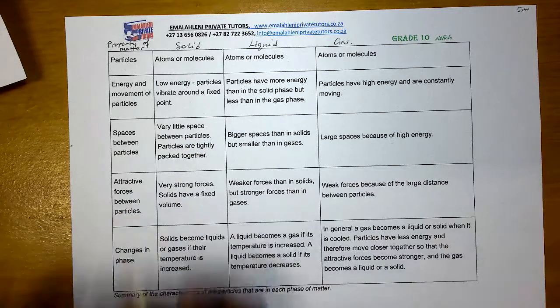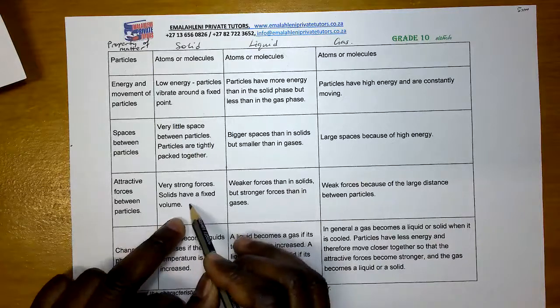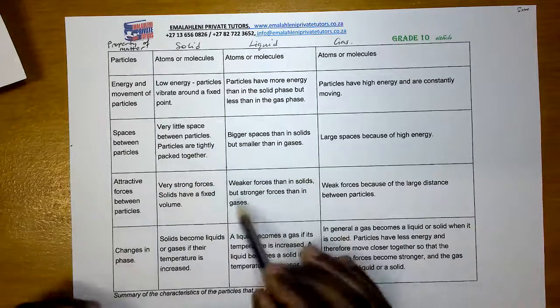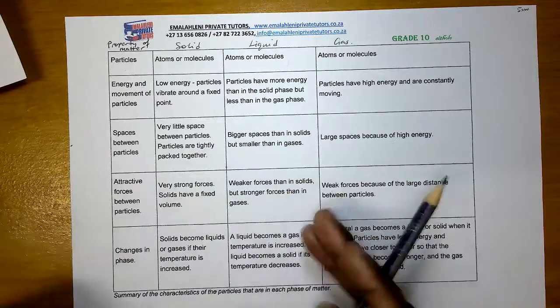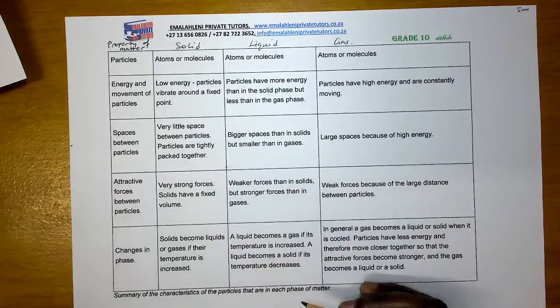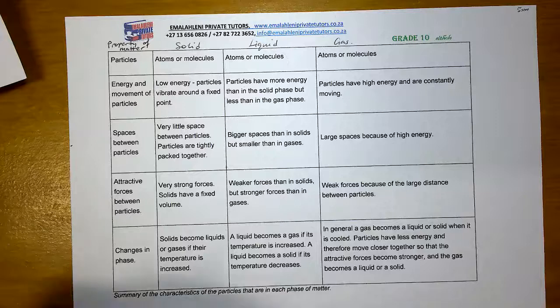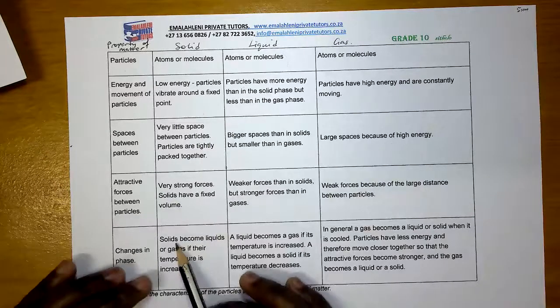Then attraction forces between particles: in the solid there are very strong forces, because the particles are still pegged together. As you move on to liquid, the forces are weakened. So there are weak forces in the liquid. Then in the gaseous phase, there are also weak forces, because of the space between them. Then changes in phase: the solid becomes liquid.